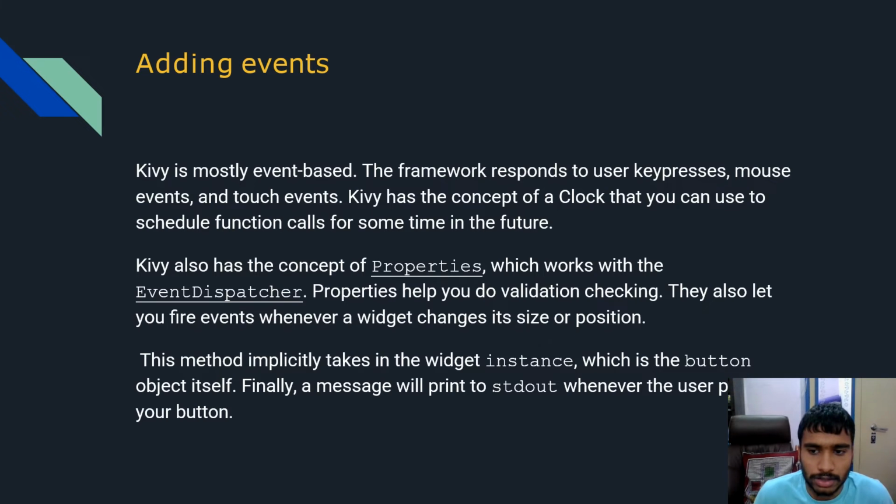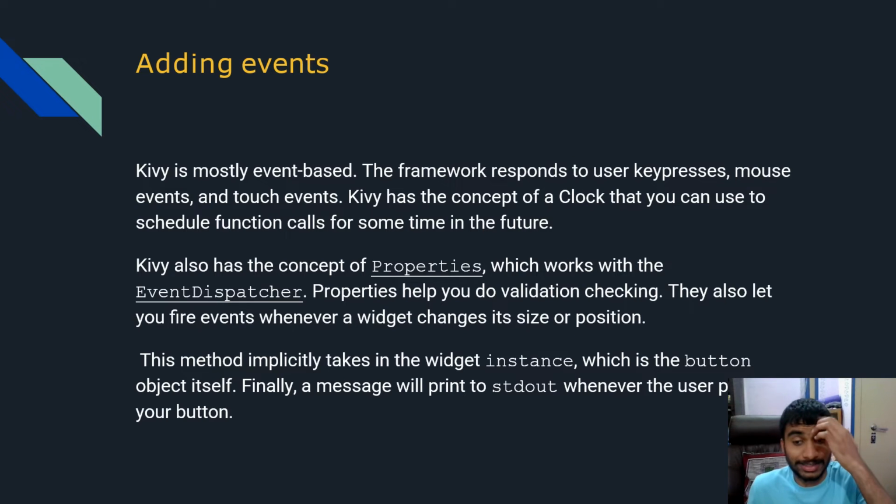Kiwi also has the concept of properties which works with the event dispatcher. Properties help you do validation checking. They also let you fire events whenever a widget changes its size or position.